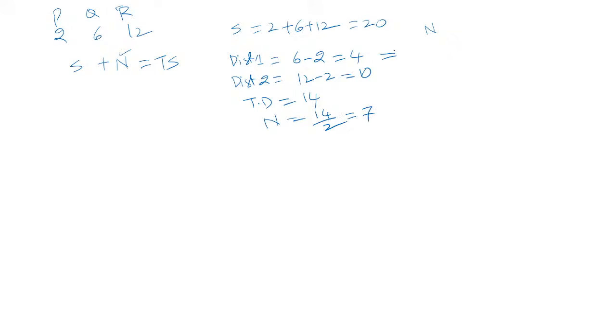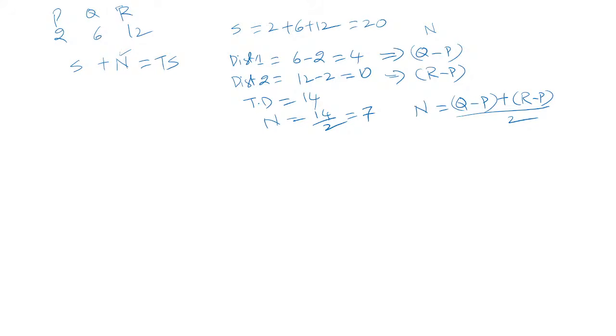So what is the formula for this? If distance 1 is q minus p and distance 2 is r minus p, then the total distance gives you the number of operations formula. So n can be written as q minus p plus r minus p, divided by 2. You will get the number of operations.